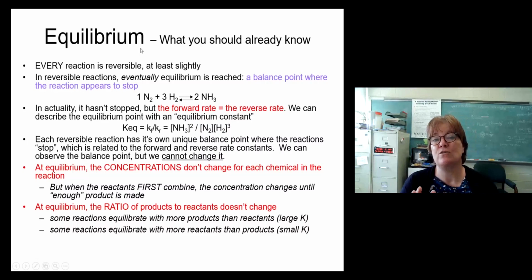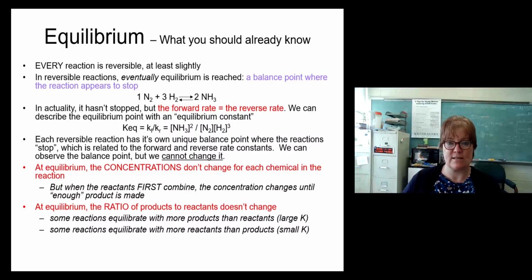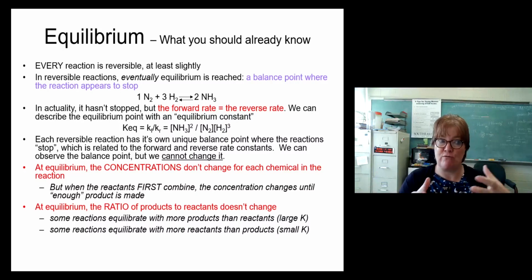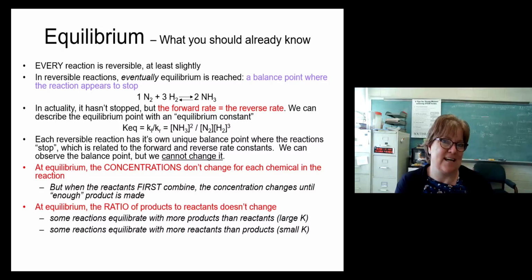All right, what you hopefully should know, but you don't because you're just starting to do this in class. So some of this you've learned, some of this is just new information. Every reaction is reversible, at least slightly. That means that while reactants can react and form products, the products can also react backwards and form the reactants. So both things are happening, which means that this idea that I put some reactants in a beaker and then, poof, it's all turned to products is not realistic.